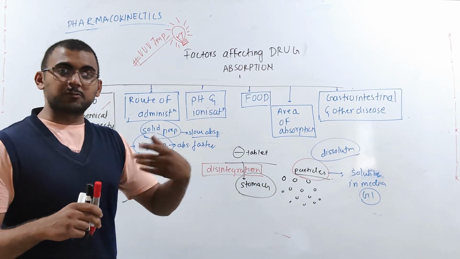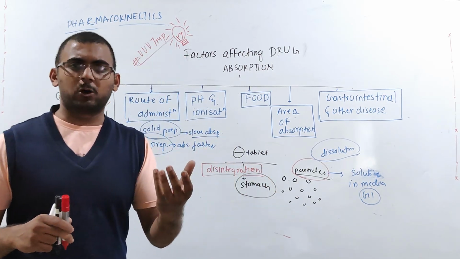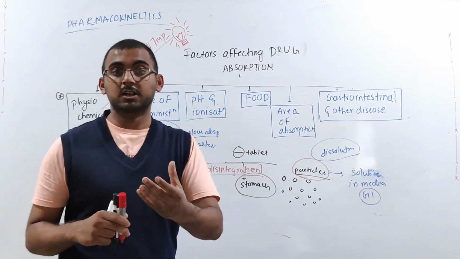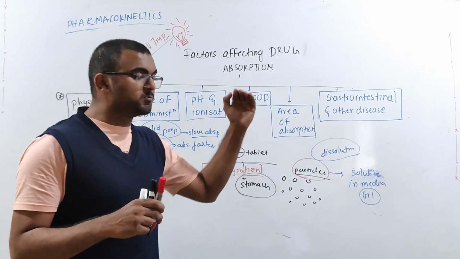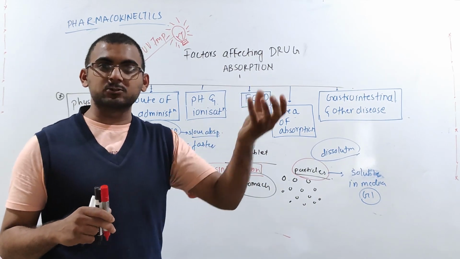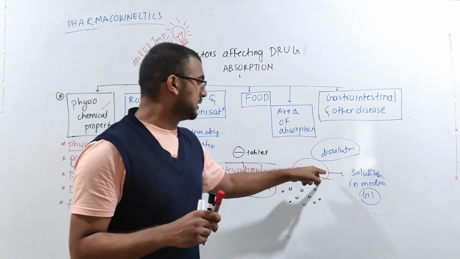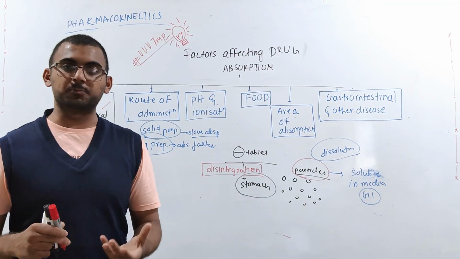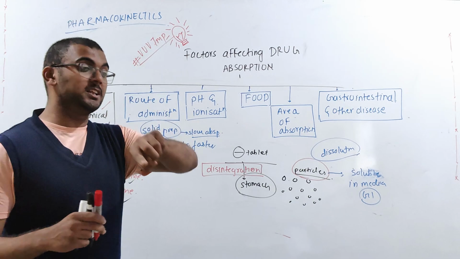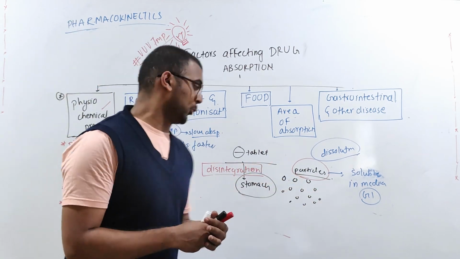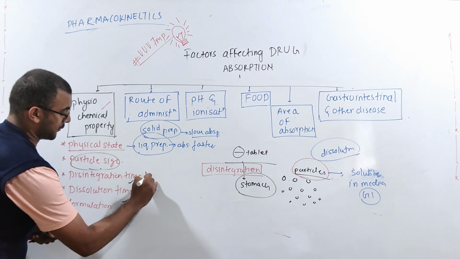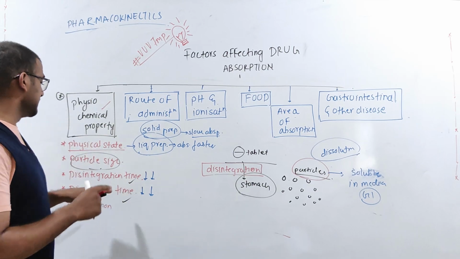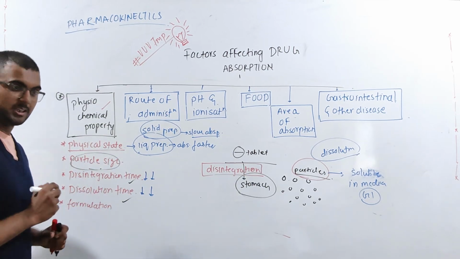Now, how do dissolution time and disintegration time affect absorption? If you have a smaller disintegration time, if the time taken to disintegrate is less, and if the time taken for dissolution is less, then absorption is going to be faster. So absorption is faster when the dissolution time and disintegration time are less. So for absorption to happen, the dissolution time of a particular tablet or drug should be less, and even the disintegration time should be less. I hope it is clear to you.